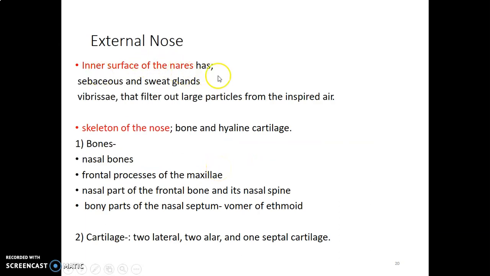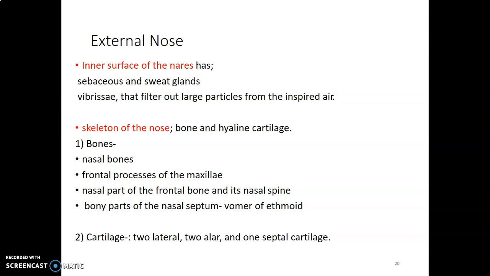So the external nose, on the inner part of the external nose of the nares, you have sebaceous and sweat glands, and you have what you call vibrissae that are able to filter out large particles from the inspired air. Then what about the skeleton of the nose? The nose is made up of bone and hyaline cartilage.